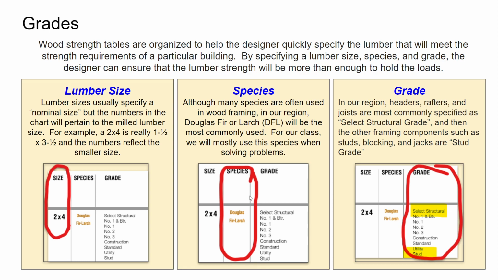And then the grade is from select structural down to stud. And they all are used in different ways for different parts of a building. For us, remember the select structural is for joists and headers and rafters, and the studs are for studs. Okay, so that's what we'll deal with most.